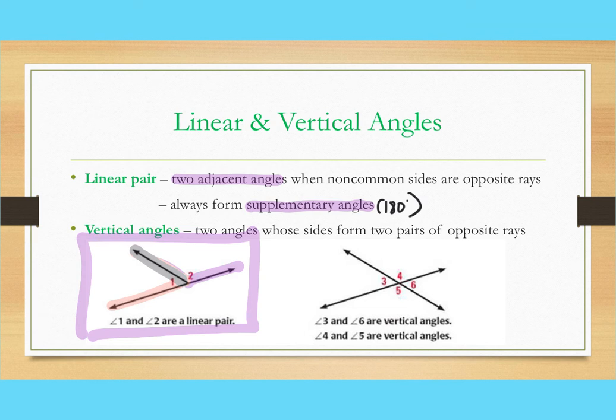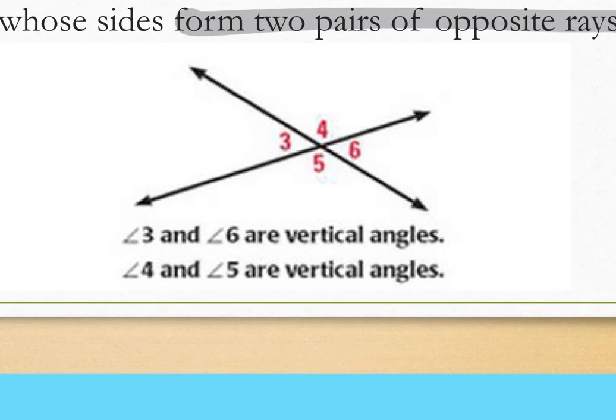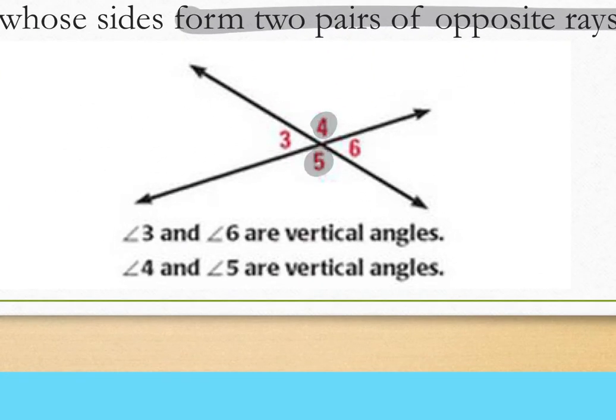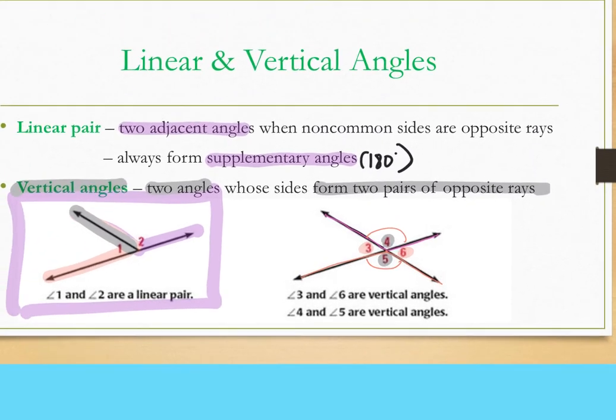Vertical angles are two angles whose sides form two pairs of opposite rays. They make an X, okay? So in the diagram that's there, 4 and 5 are vertical angles. Each side of 4, so if I draw out 4 and I extend the sides of 4, they then form 5. So those are vertical angles. And 3 and 6 are vertical angles. So they form an X. It could be a skinny X or a wide X, but they form an X. The sides of one extend to form the sides of the other.